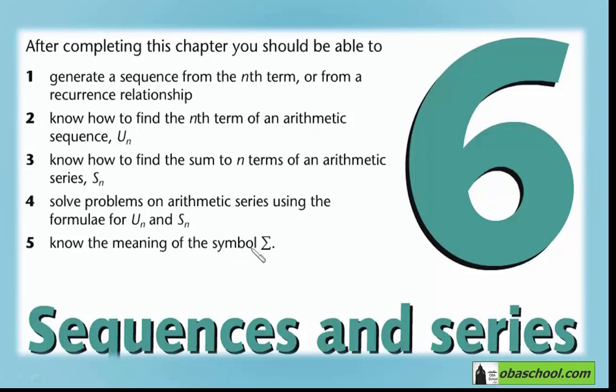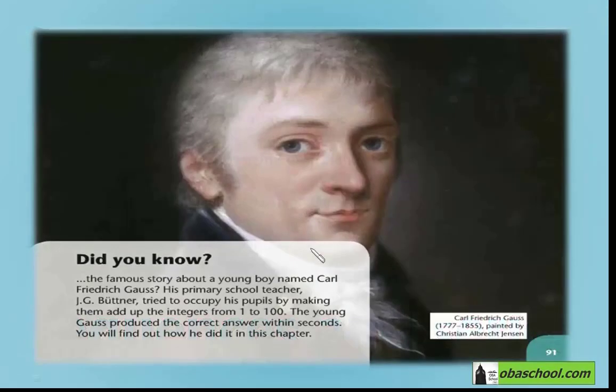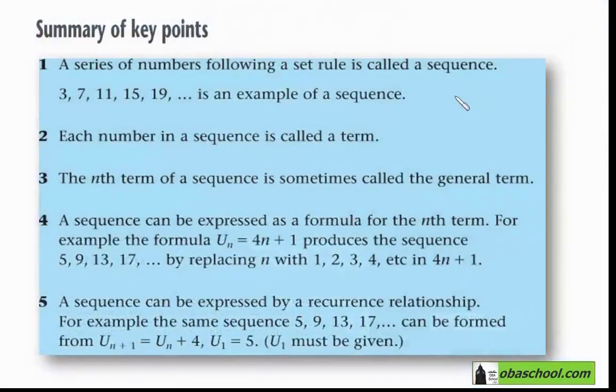We should know the meaning of the symbol sigma, which is the summation of the series. We learned in this chapter about Carl Gauss, a mathematician who found a way to calculate large term summation of arithmetic series, and that was to apply the summation of integers from 1 to 100. And we learned the proof of this sum.